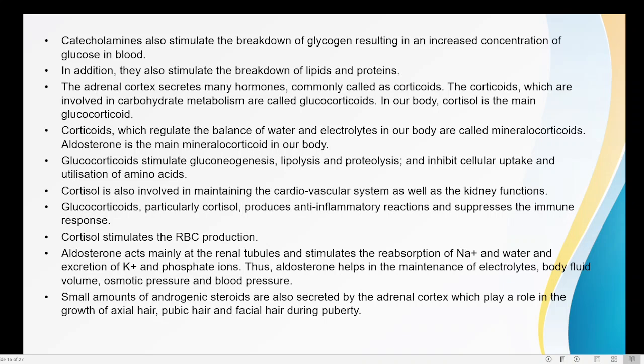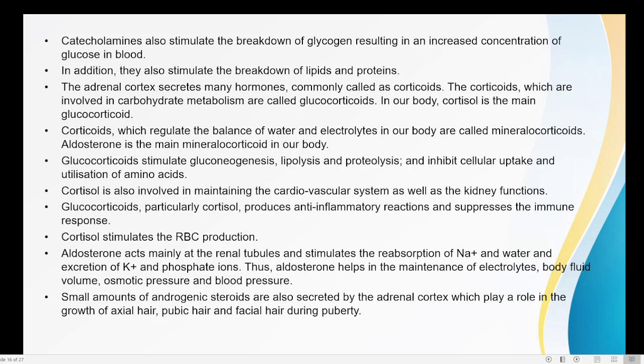So the adrenal cortex is producing different types of hormones. One such hormone which is controlling carbohydrate metabolism is known as glucocorticoid. They are controlling glucose metabolism. In our body, cortisol is the main, the best example of glucocorticoid. Then corticoids which regulate the balance of water and electrolytes in our body are known as mineralocorticoids.